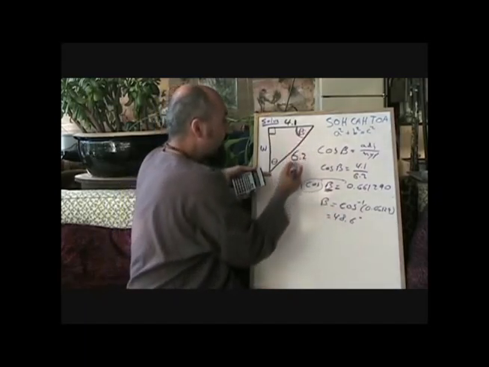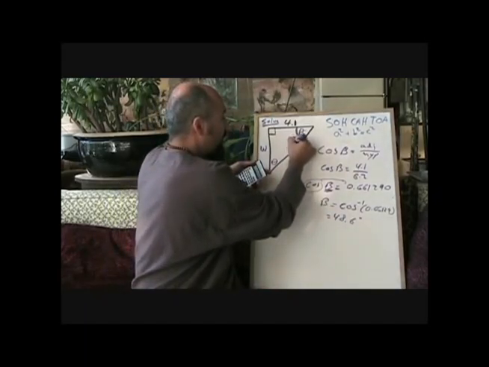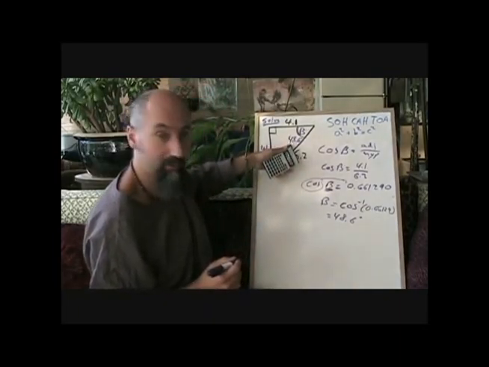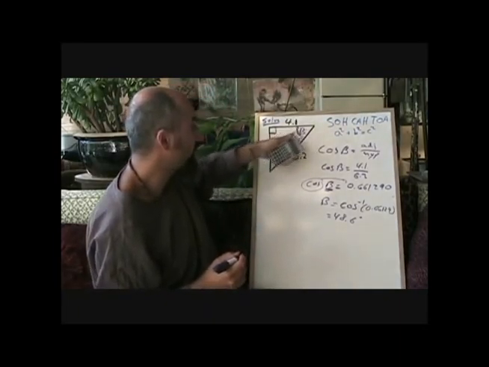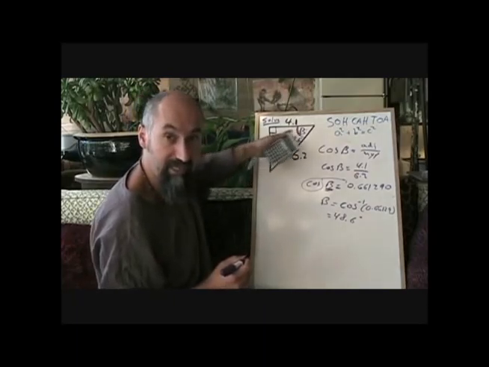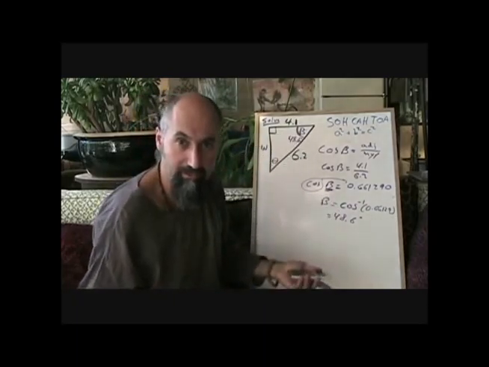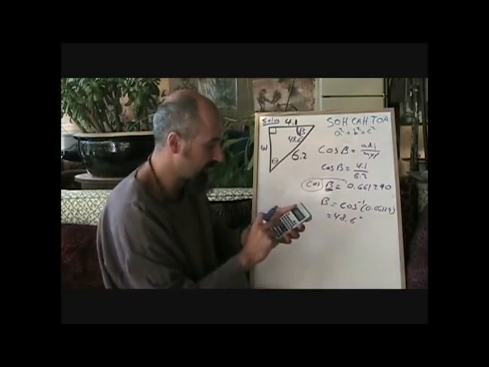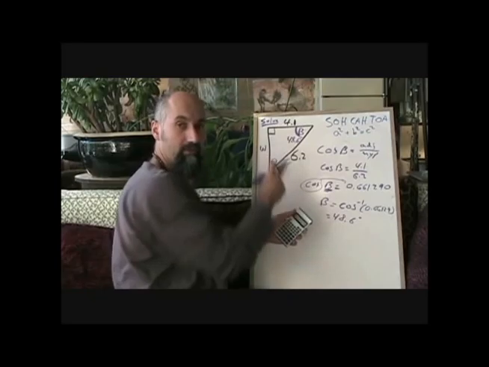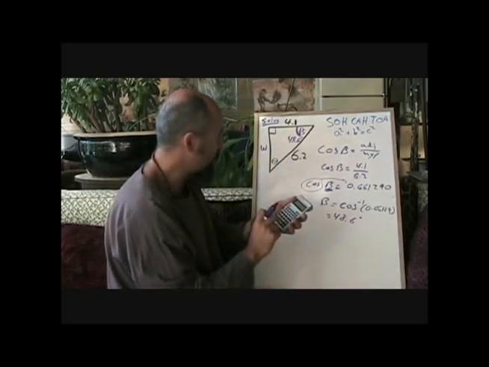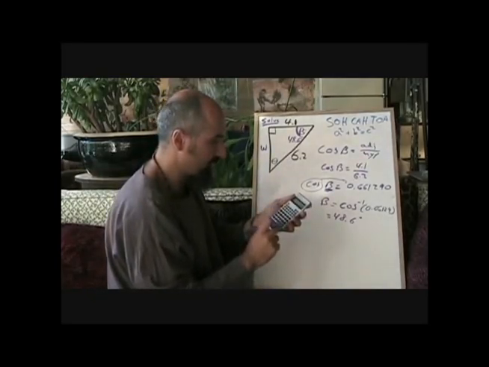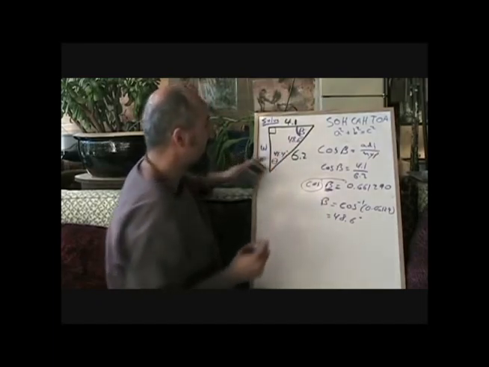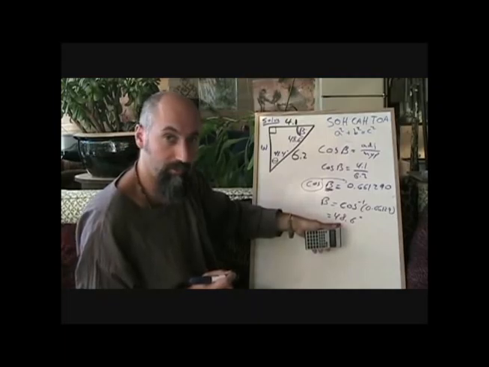Okay, so beta is 48.6 degrees. Now, since we have this angle and we have this angle, we know the sum of all of the angles in a triangle is 180 degrees. So all you do, you say 180 minus 90. So you took this away, which gives you 90, minus 48.6 is equal to 41.4 degrees.